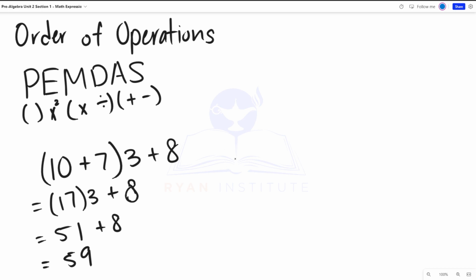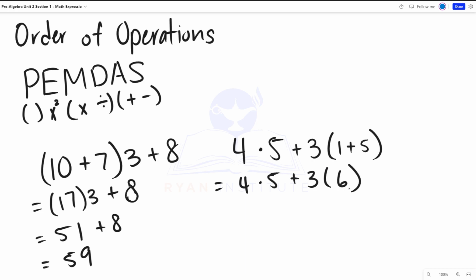Let's do another random expression here. We're going to do 4 times 5 plus 3 times the sum of 1 plus 5. We're going to start off with our parentheses, as it says in PEMDAS. So this will equal 4 times 5 plus 3 times 6. No exponent. We do have multiplication. So 4 times 5 is 20 plus 3 times 6 is 18. 20 plus 18 will give me 38.